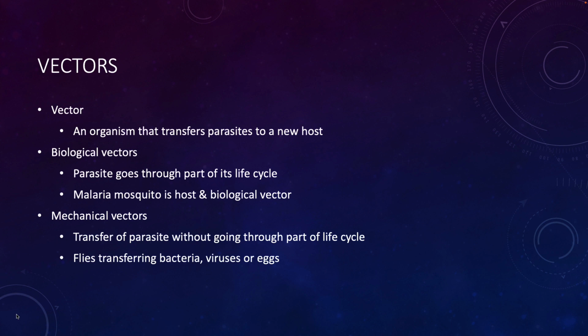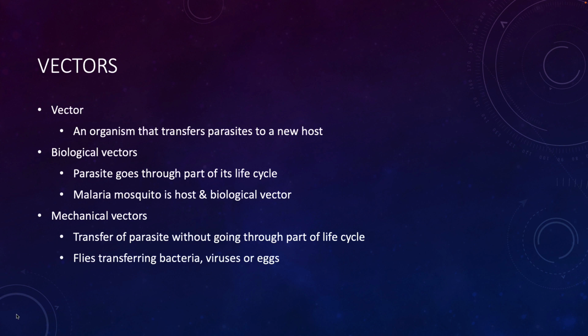Because when the mosquito picks up the parasite from another organism, the parasite does part of the life cycle inside of the mosquito. So that means that the mosquito is a biological vector. The parasite does part of its life cycle inside of that vector. On the other hand, we have what are called mechanical vectors. And these are vectors that can transmit disease, but the disease-causing organism is generally not living inside of the vector.